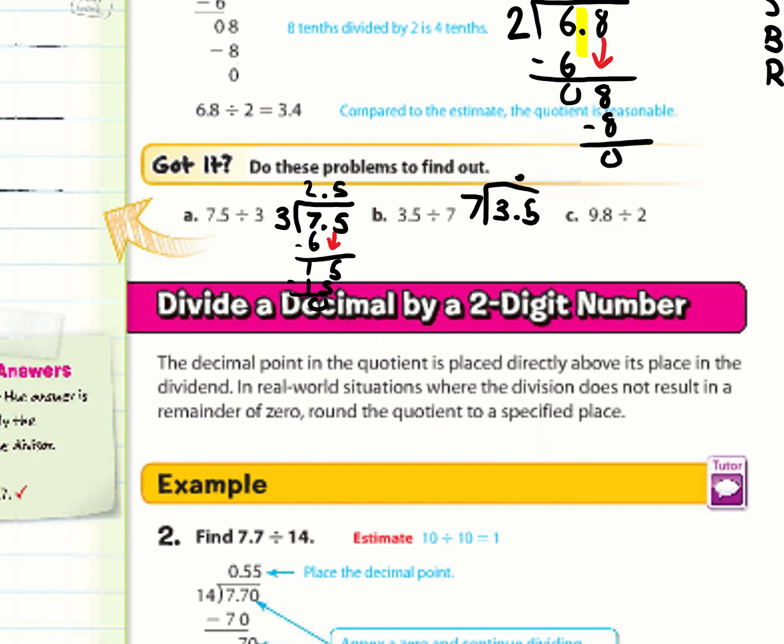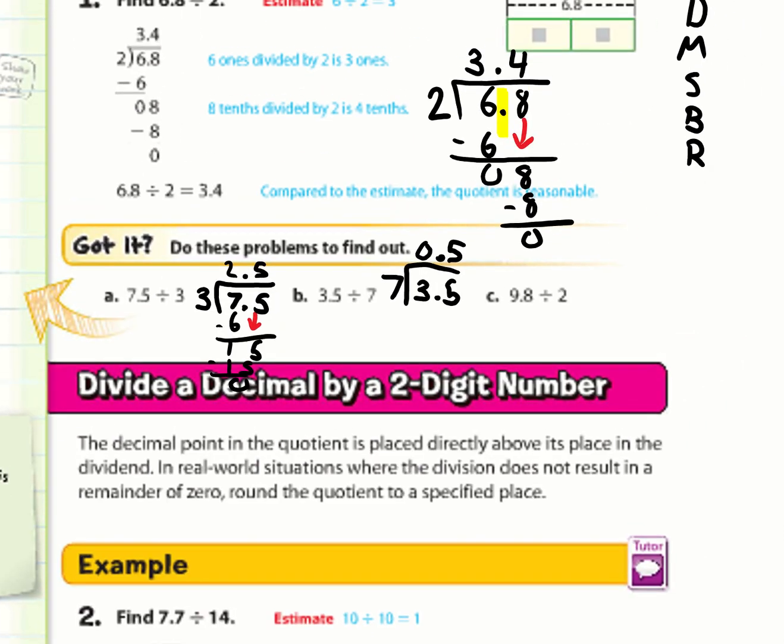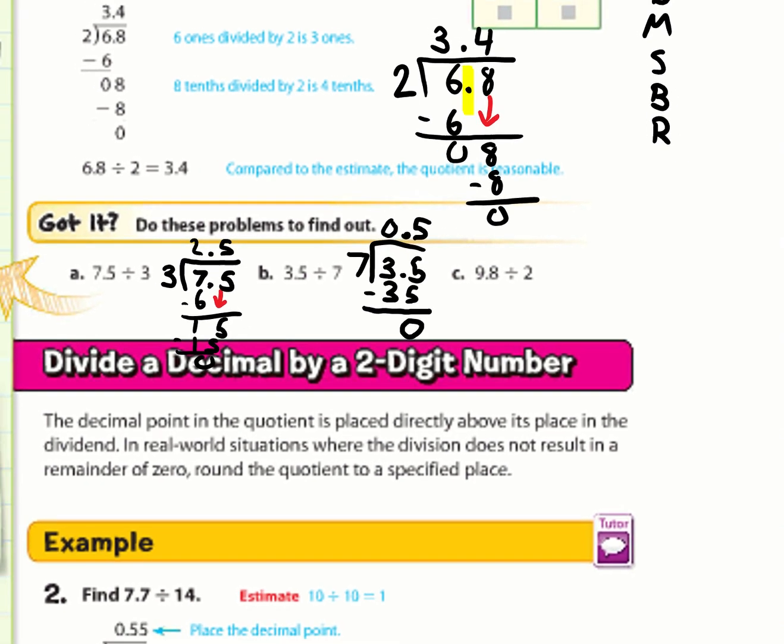So we have 7 goes into 3 0 times. 7 goes into 35, so I'm going to look at this like a 35. 7 goes into 35 5 times. So now that I divide, I'm going to multiply. 5 times 7 is 35. Subtract. So I'm going to take this as 35 minus 35, and that's a 0. There's nothing to bring down, so there's nothing to repeat.